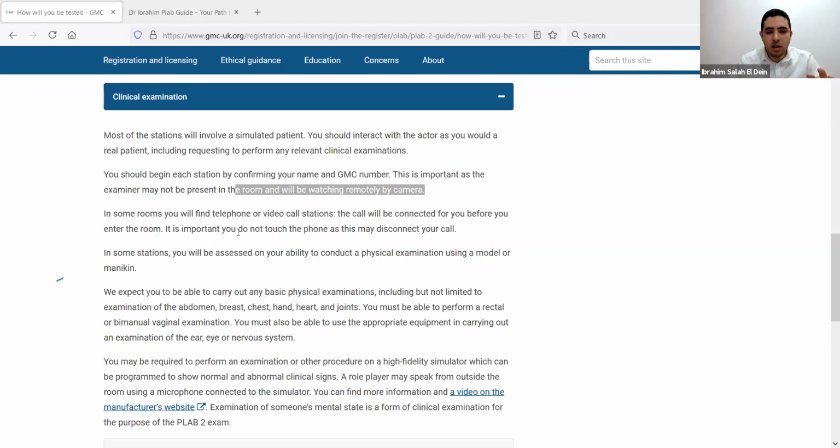It's important that you don't touch the phone, as they may disconnect your call. The phone will be on speaker mode, so you will not touch anything. Actually, nowadays they may bring up to 5 or 6 telephone consultations, and it can come as any type of scenario: medicine station, counseling, ethics, any type of scenario. They even, as I mentioned, bring medicine station.